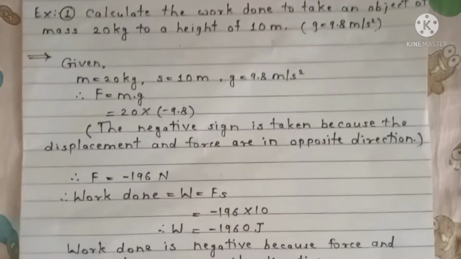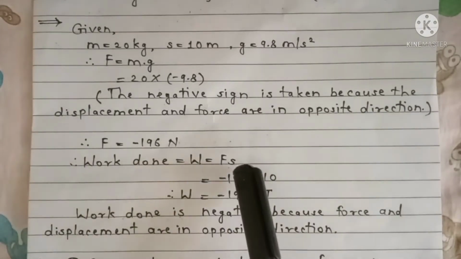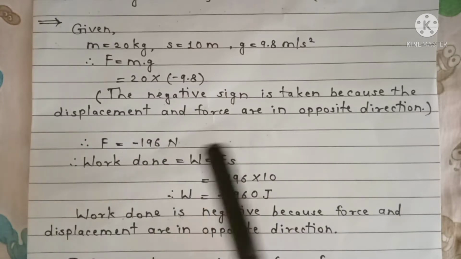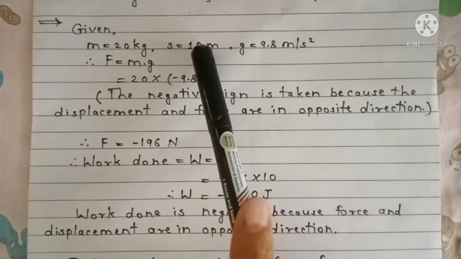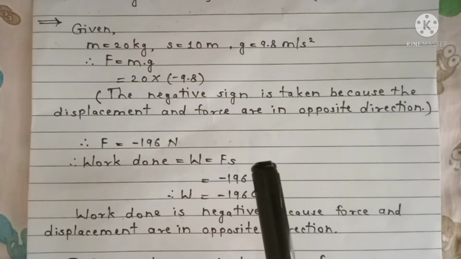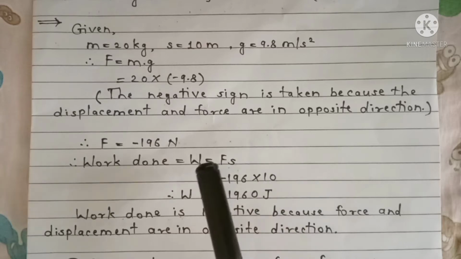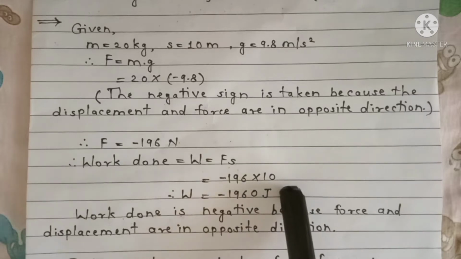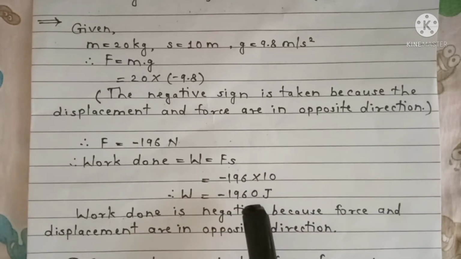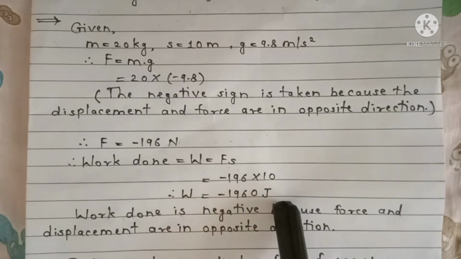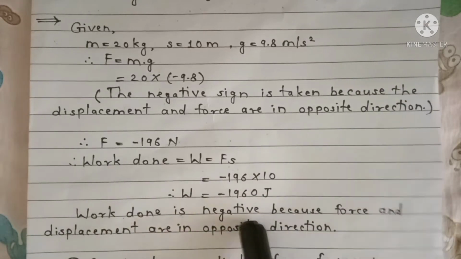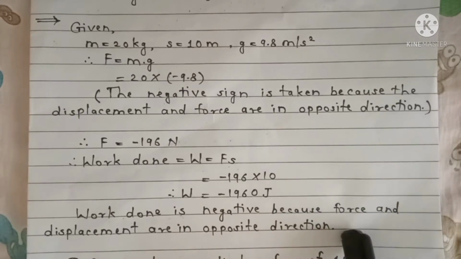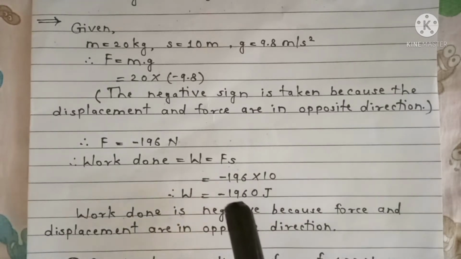So therefore work done W is equal to F into S. This is the formula for work done. Now we got the value of force, and we know the value of displacement S also. So let us put these values so that we can get work done. So W is equal to F into S, that is equal to negative 196 into 10. So therefore W is equal to negative 1960 joule. Work done is negative because here force and displacement are in opposite direction. So due to that here work done came negative only.